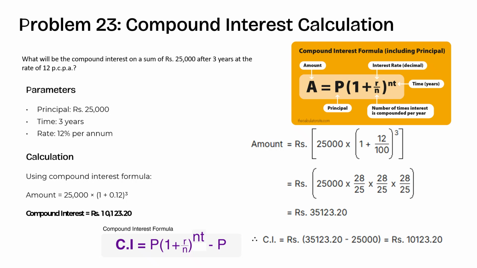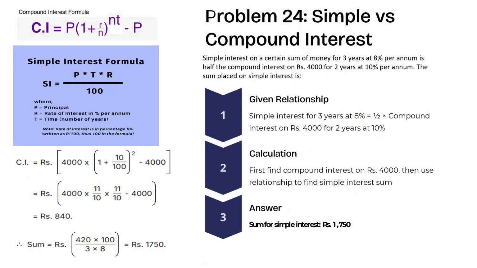We are moving on to question number 24. Again, it's a tricky question, so we need to read the question carefully. It is a combination of simple interest and compound interest. Through compound interest, we need to find the simple interest values. So read the question carefully.